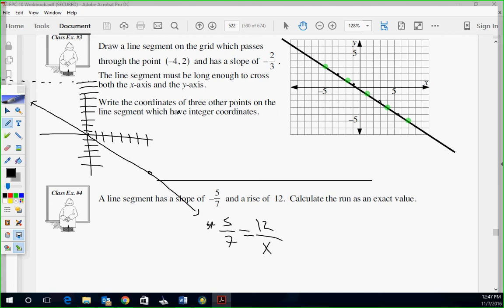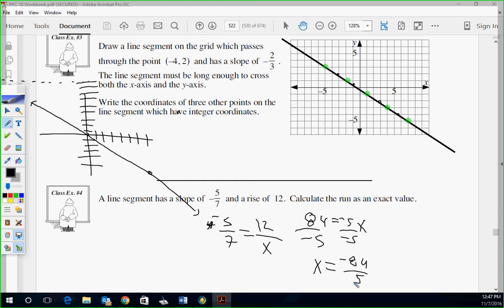So you cross multiply. 12 times 7 is 84. 5 times x is 5x. It's going to be a negative because this is a -5. You divide by -5. X would be -84 over 5. So what that means is if I went up 12, I have to go left 84 over 5. That's all it means. Any other questions on that? Don't be psyched out with the fractions. We have done cross multiplication solving before in Math 9.